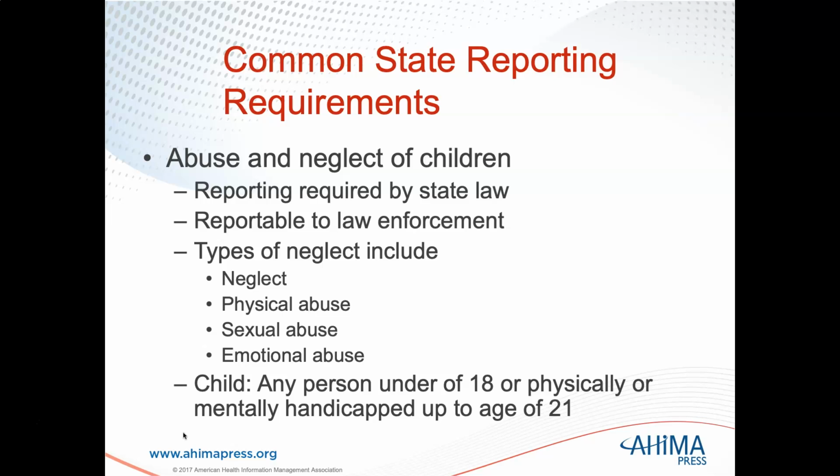When it comes to abuse and neglect of children, pretty much every state has a law about that. And not only is it required to be reported to the state, it's also required to be reported to law enforcement. And each state will lay out exactly what is required, who must report, within what time frame they must report, exactly what they must report, and who they report it to. Types of neglect that are included under abuse and neglect of children include neglect, physical abuse, sexual abuse, emotional abuse. And a child is defined as any person under the age of 18 or physically or mentally handicapped up to the age of 21.